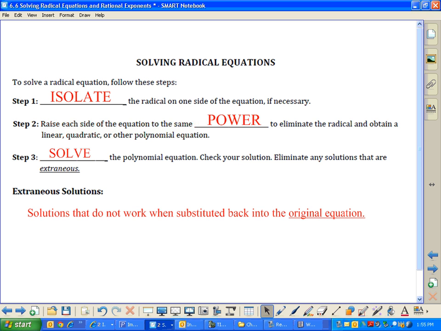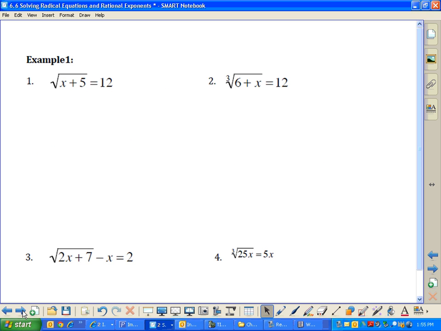Okay, so these are our steps. Let's do them. In example 1, we're just going to do a couple of these today to make sure that your initial understanding is nice and firm. We have the square root of x plus 5 equals 12. So step 1, I isolate the radical, if necessary. It's already done. Step 2, we eliminate the radical. So we isolate and then we eliminate. If I want to get rid of a square root, I must square both sides.